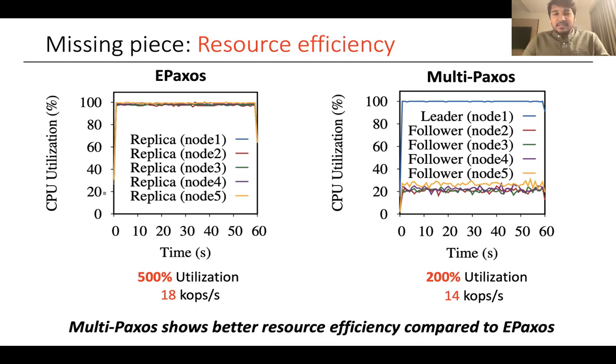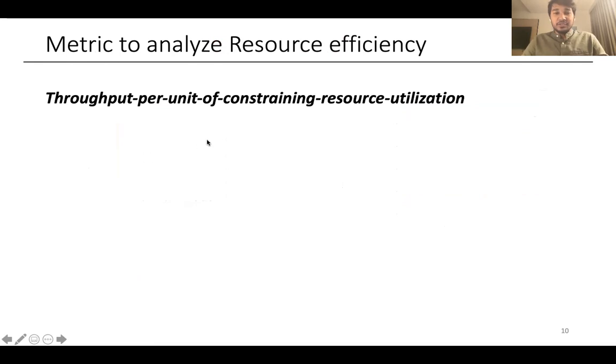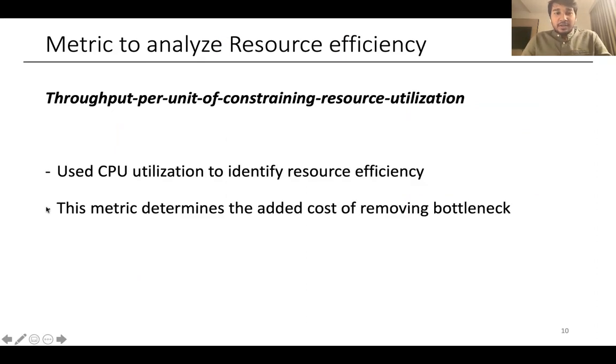In order to better analyze the resource efficiency of these replication protocols, we introduce a new metric, which is throughput per unit of constraining resource utilization. We say constraining here because we see that the resource is clearly the bottleneck of the system, and this constraining resource, whichever it might be, inhibits the scalability of the system. In our experiments, we consider only the CPU utilization, but other factors like memory and network bandwidth can also be used for analyzing this resource efficiency.